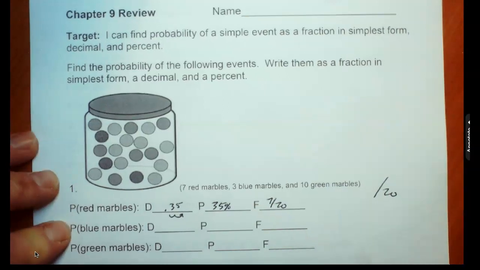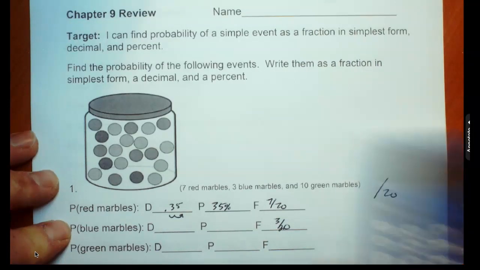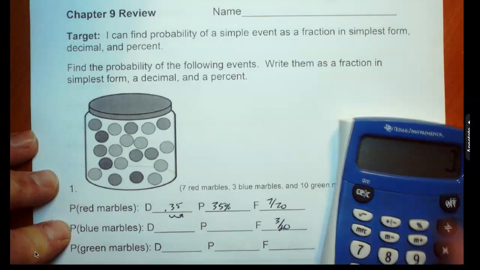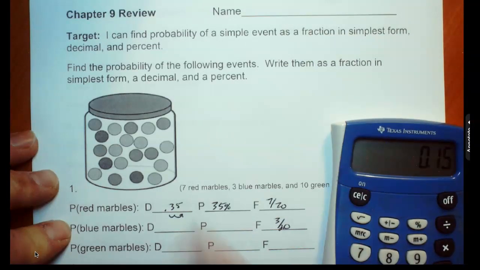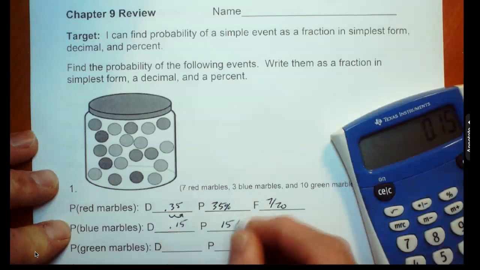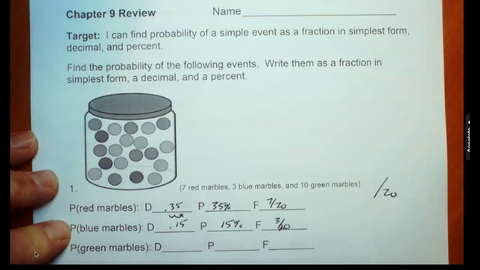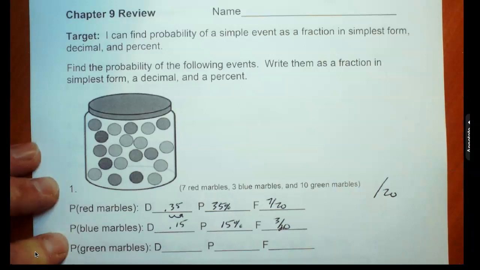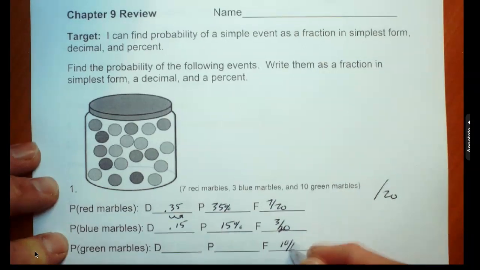Okay, the blue ones. We've got 3 blues out of 20. You put that into your calculator. 3 divided by 20, and you should get 0.15, which you're pretty confident is 15%. All right, and the green marbles. We've got 10 green marbles out of 20. So that is going to be 0.5 or 50%.